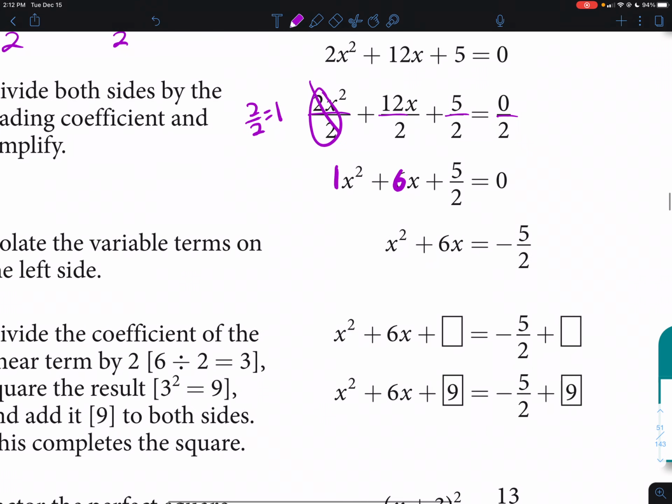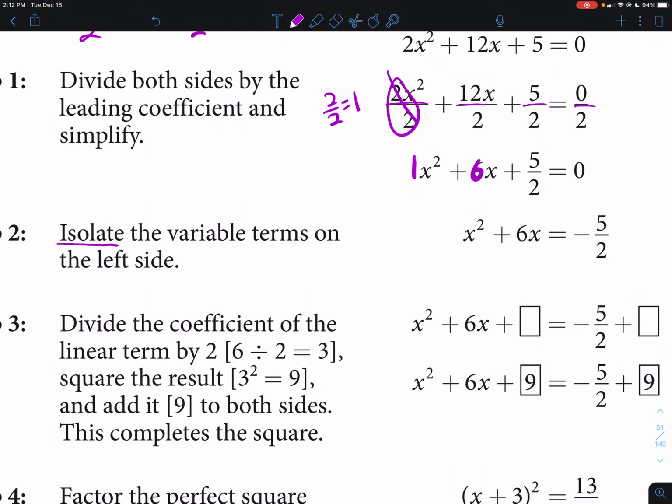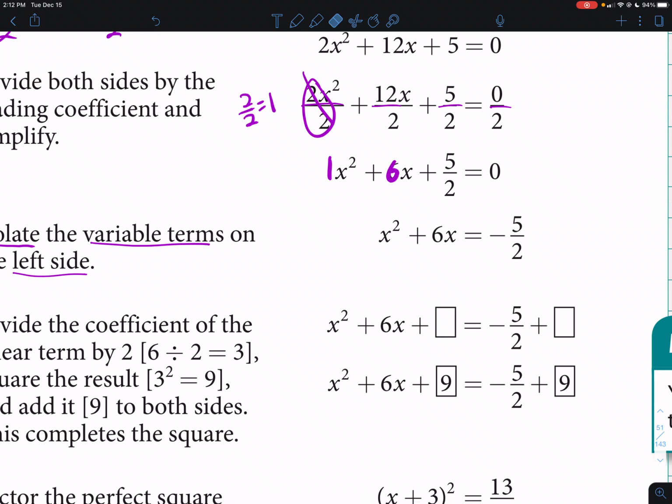Okay, and then that leaves us here. Now it says to isolate the variable terms on the left side. So we want the important parts, the x squared and the 6x on one side, which means we need to get rid of the 5 halves. So I can just do that by saying minus 5 halves on both sides.